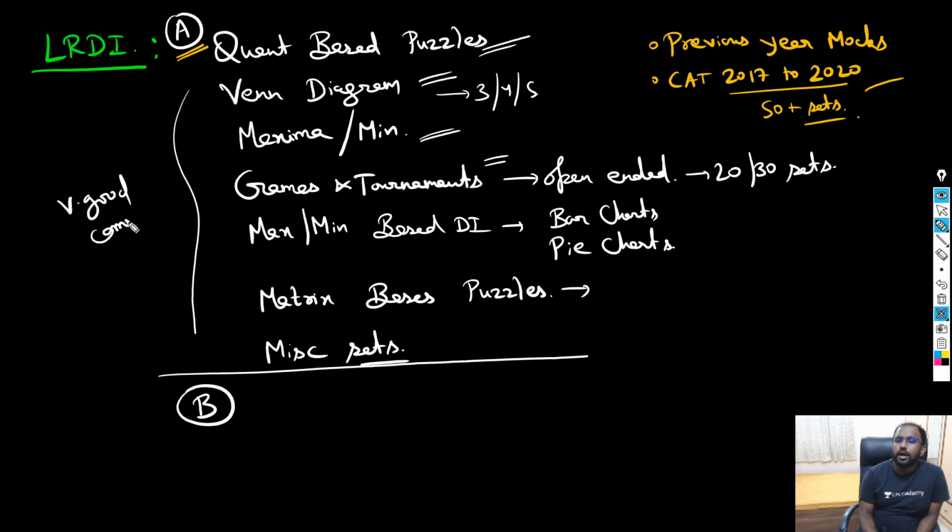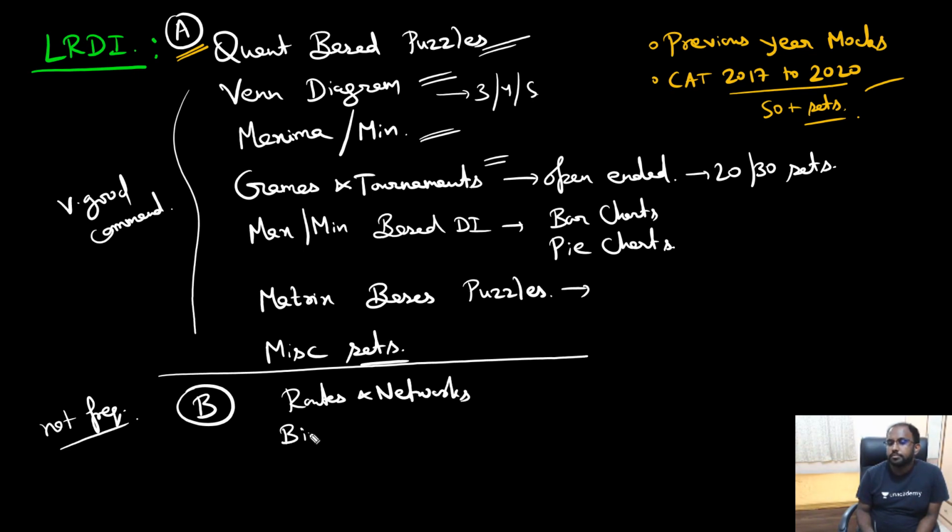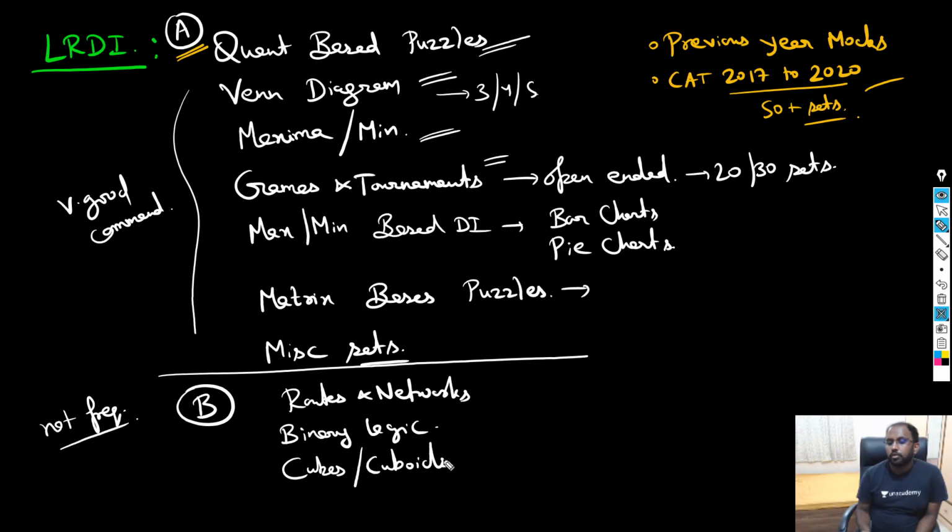Now what were previously asked, and are not asked quite frequently, but yes, we have to study, right? We never know, we cannot get a set. So these are routes and networks. Okay. Binary logic. Cubes and cuboids. Okay, these are the important things they can actually ask, but now not so important seeing the last 3 to 4 years of CAT pattern. Okay, so not frequently asked, but yes, we should solve few sets to get a clear idea about these things actually. Okay, so very important here. Fine.